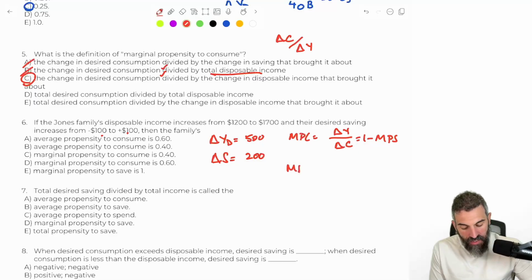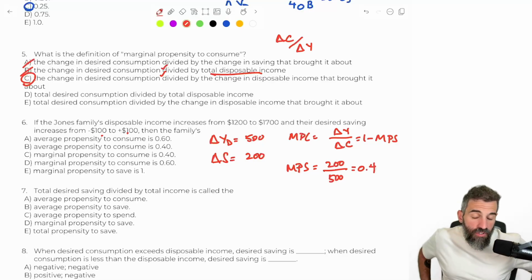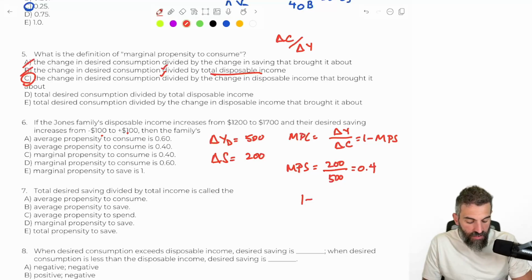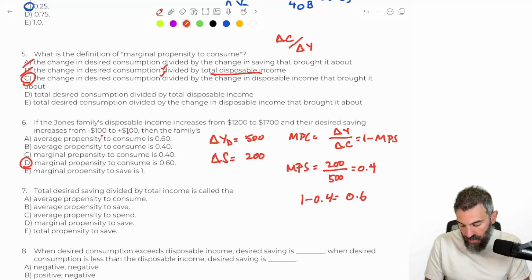The marginal propensity to save, like we saw a few questions back, would be the change in savings, so 200, over the change in income, so 0.4. We are saving 40 cents of every dollar. So then the marginal propensity to consume would be 1 minus that. So let's see if that's one of our options. It is.